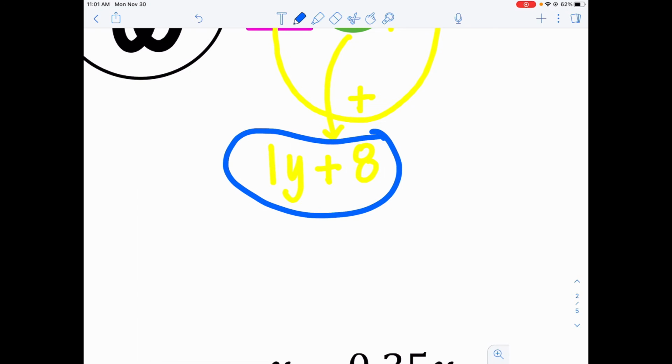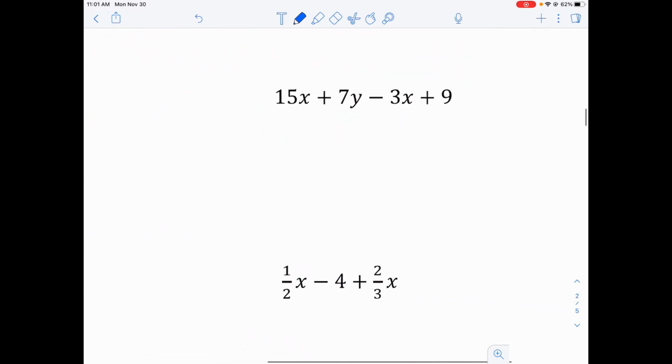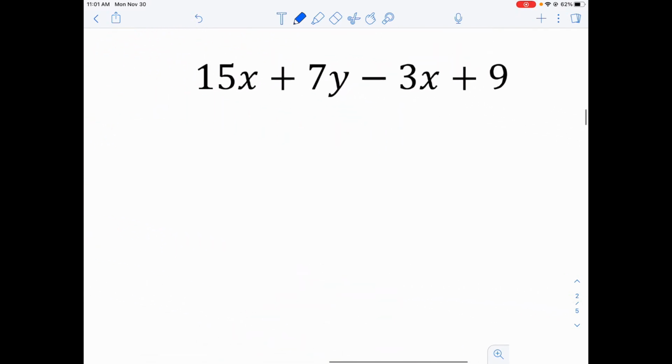Now, just quickly to point out, remember 1y can also be written as just y plus 8, because in the second expression, the 1 is implied. All right, let's move over to our next example.